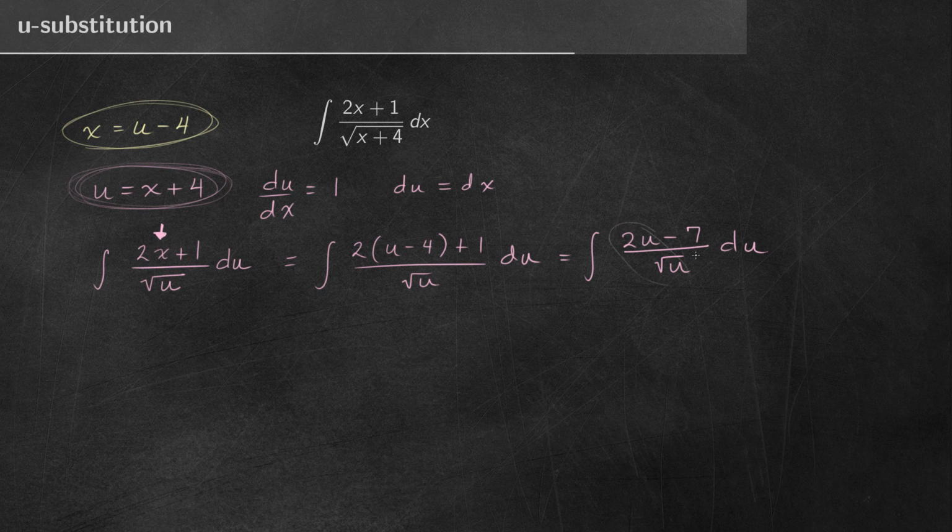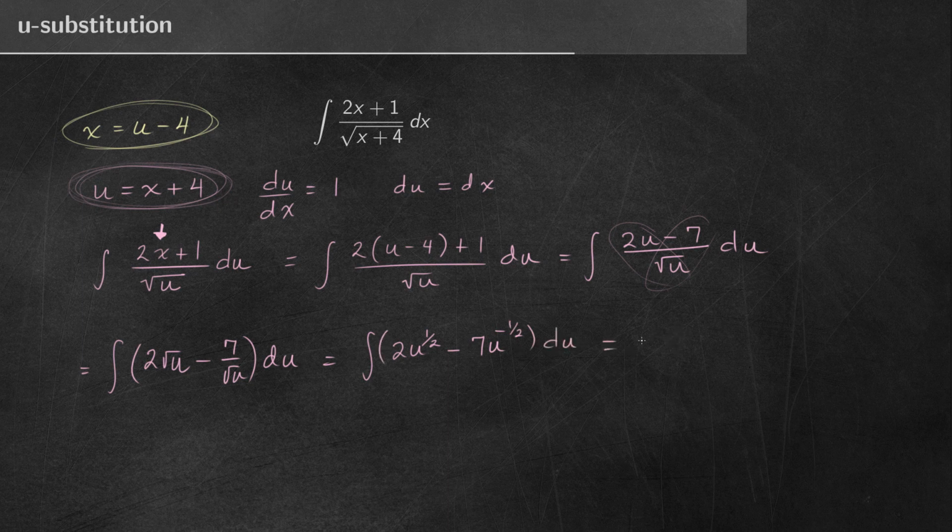I'm going to do 2u divided by root u and then minus 7 divided by root u. So 2u divided by root u is 2 root u, minus 7 over root u, times du. And I'm going to rewrite these with fractional exponents so that I can use my power rule more easily. So this is 2u to the power 1/2 minus 7u to the power negative 1/2 times du.